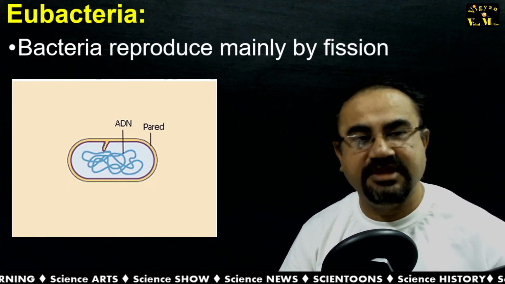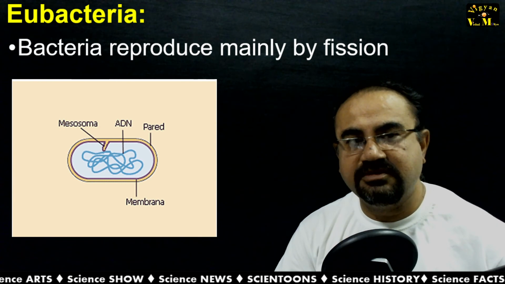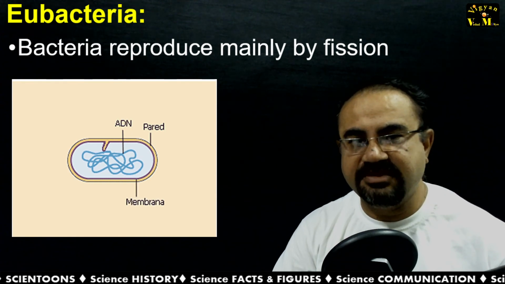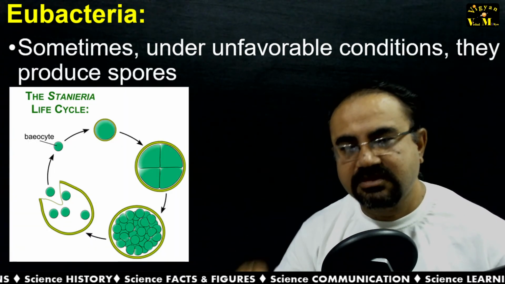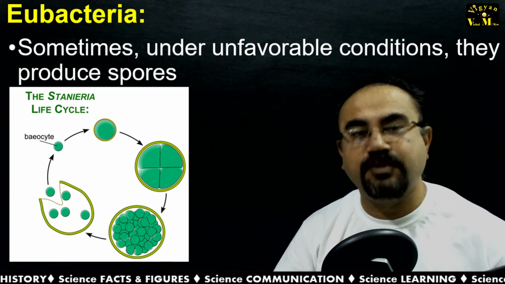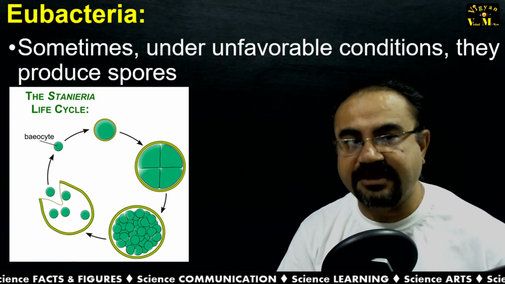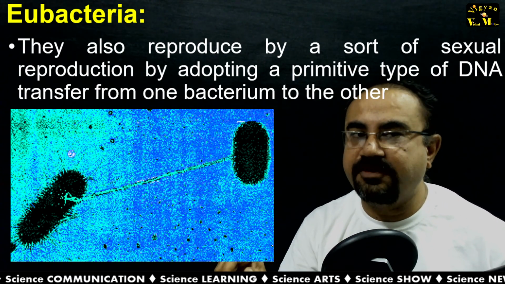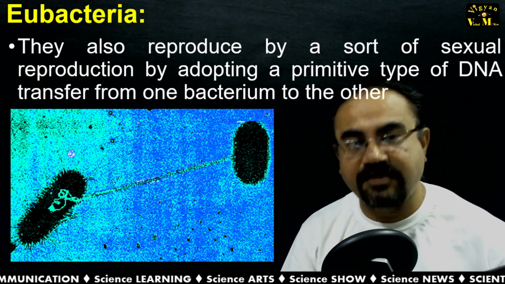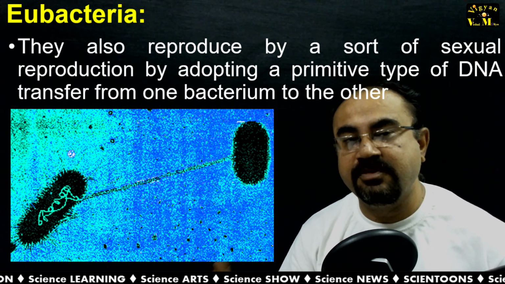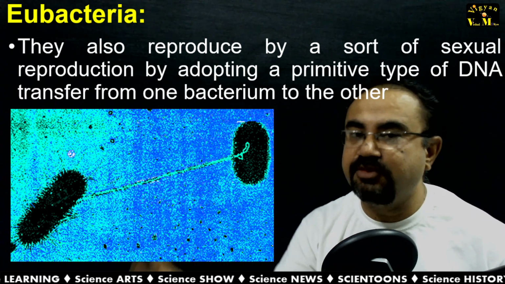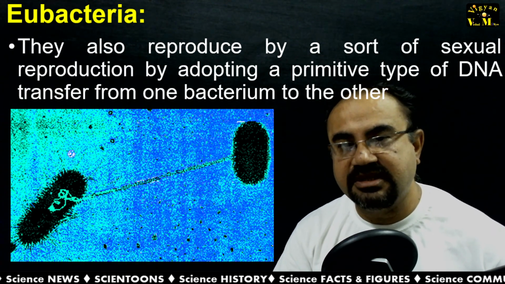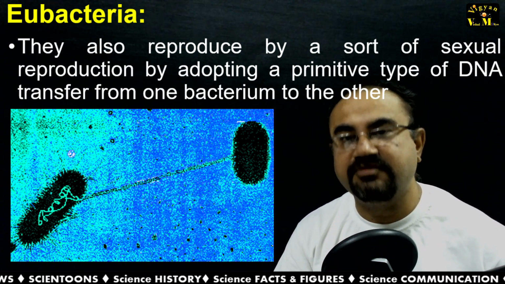Bacteria reproduce with the help of binary fission, and here we can see the animation showing how exactly binary fission occurs. Some of them produce spores when unfavorable conditions are there, and they are capable of a kind of sexual reproduction with the help of transferring DNA, which is of a very primitive type. When they transfer DNA from one organism to another, they go for sexual reproduction, or you can say it is sexual reproduction by transformation of genetic material.